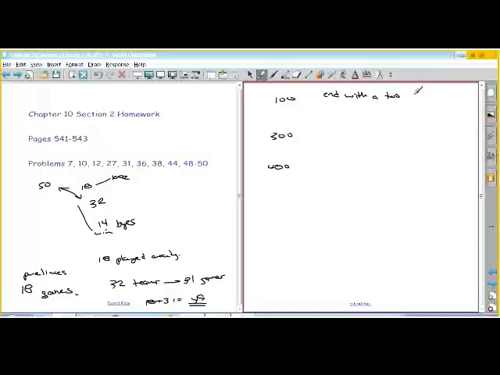So you've got 102, 112, 122. So they're going to be 10 of those. They're going to be 10 cases. So 102, 112, 122, 132, 142. Okay.